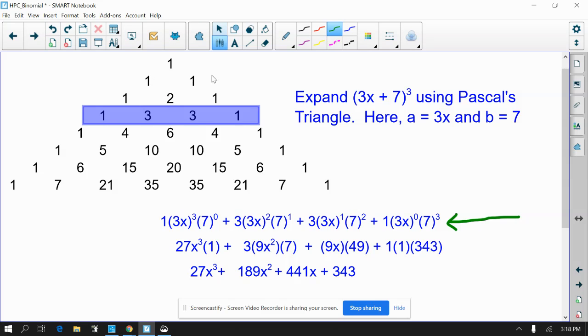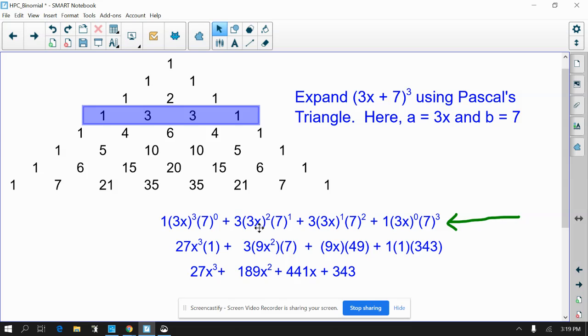Well, let's see here. I can't do 1 times 3 just yet because 3 is in the parentheses, and that's being raised to the third power. So I got to do 3x to the third power, which is 27x cubed. And 7 to the 0 is just 1. And 27 times 1, well, that's just 27x to the third. That's my first term.